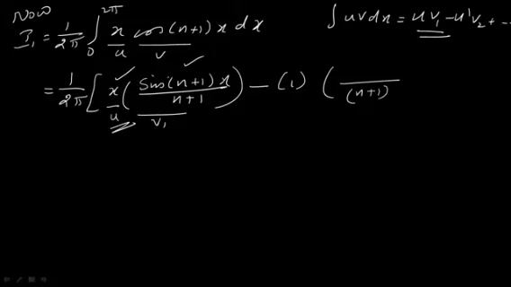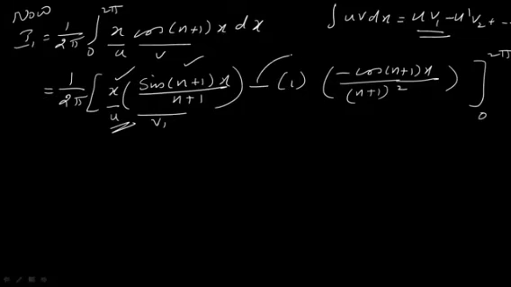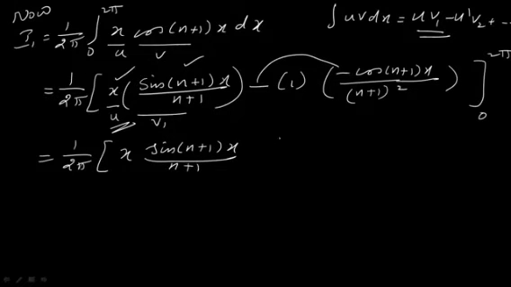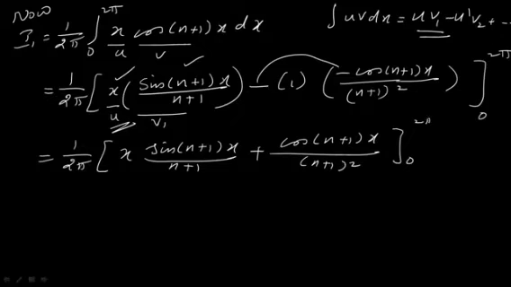While you integrate sin (n plus 1)x, you get minus cos (n plus 1)x divided by n plus 1. Already you have n plus 1 in the denominator, so here n plus 1 whole square, with the limit from 0 to 2 pi. Let me now simplify these signs. So this is minus into minus, plus, right? So 1 by 2 pi of x sin (n plus 1)x divided by n plus 1 plus cos (n plus 1)x divided by (n plus 1) the whole square, with the limit from 0 to 2 pi.